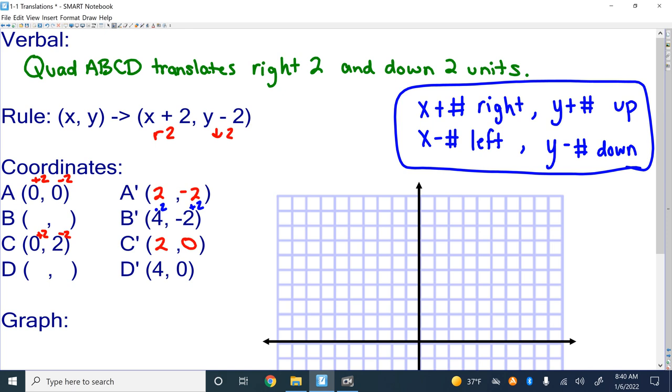Sorry, I'm confused. If it's right 2 and down 2, why does it go from, because B should be 2, negative 2, so why is C 0?